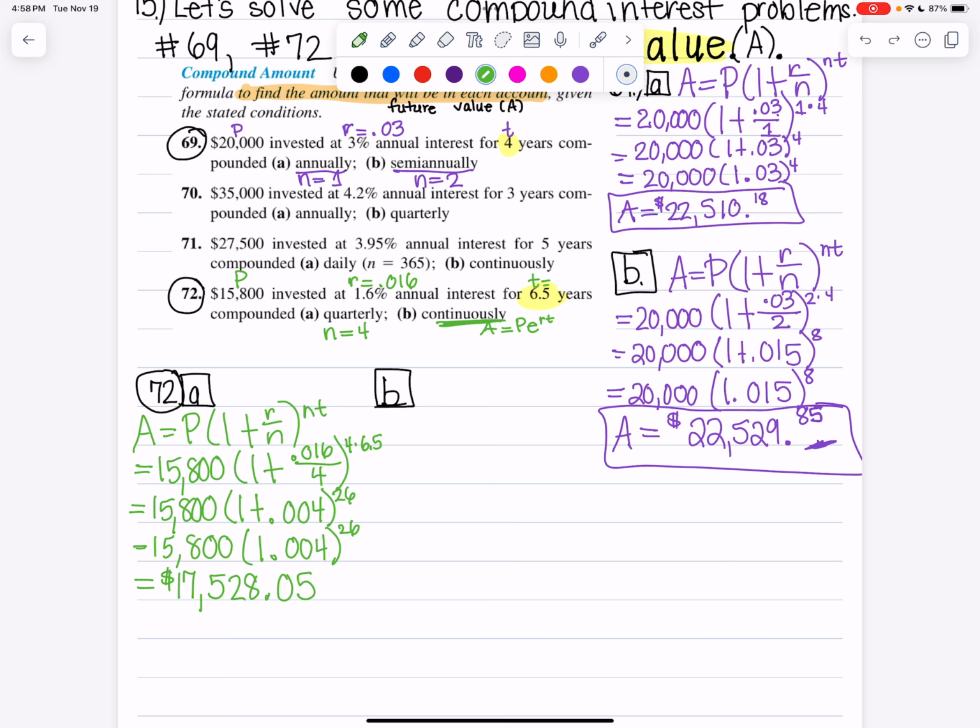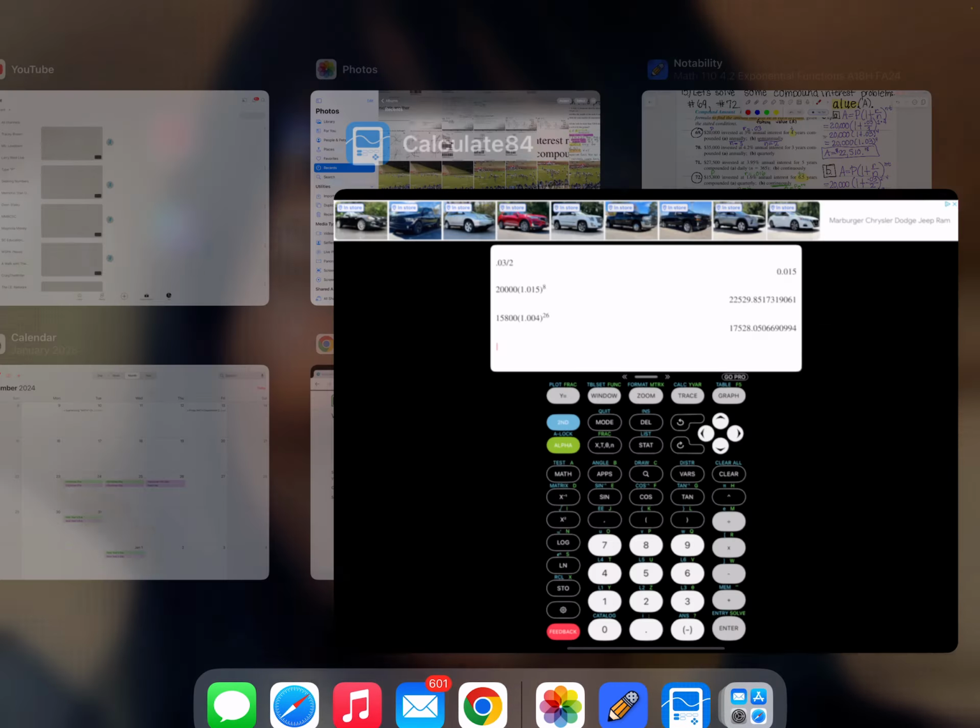Now, look, part B says continuously. Y'all see that? Continuously. So we have to use this formula: A equals P times e raised to the rt. We got everything. So let's plug it in. We start with 15,800, right? That's what we start with. e raised to the, now put rate in, 0.016 times 6.5, right? That's what we have. The very first thing, if I were you all, that I'm going to do is multiply these right here. I multiply this out on your calculator and then write that number in. Let's do that right here.